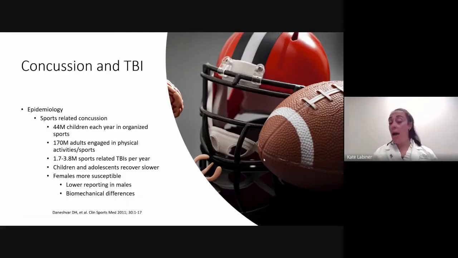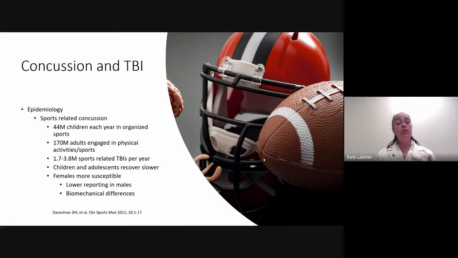So when we talk about how common this is, it's incredibly common. Sports-related concussions occur to about 44 million children each year in organized sports. We have 170 million adults engaged in physical activity or sports, and up to almost 4 million sports-related traumatic brain injuries seen every single year. What we know about this is that children and adolescents are more prone to slow recovery, which then obviously complicates their improvement. The other things that we know that complicate it in younger people, but also can be seen in older adults too, is the susceptibility of females.